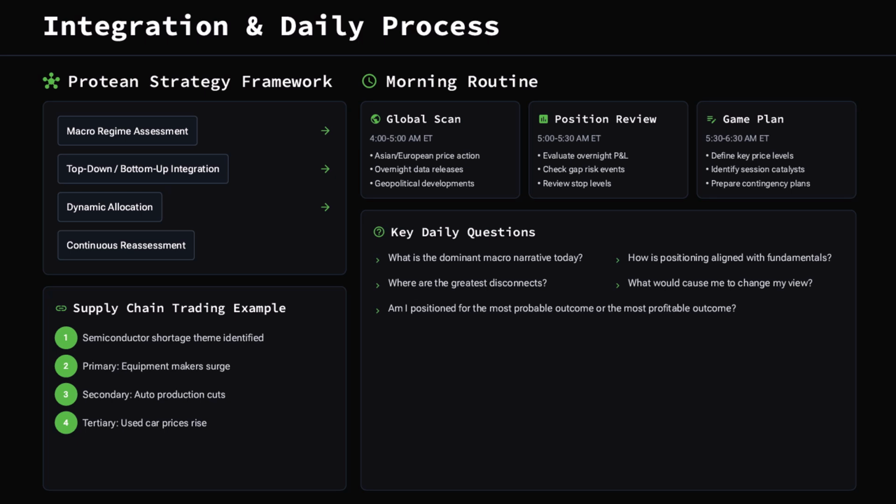Not every market move demands a macro explanation. But when genuine macro moments emerge, like a semiconductor shortage triggering equipment maker rallies, then auto production cuts, then soaring used car prices, follow the chain reaction to its final link. Anticipate second and third order effects. Coordinate with where markets are actually pricing risk. True alpha comes from differing from consensus at the right moment, with conviction grounded in rigorous analysis.